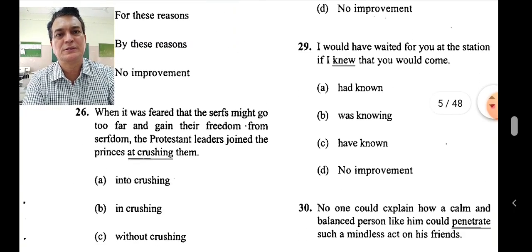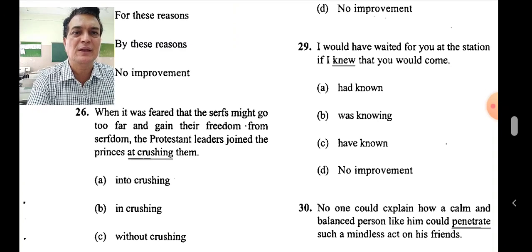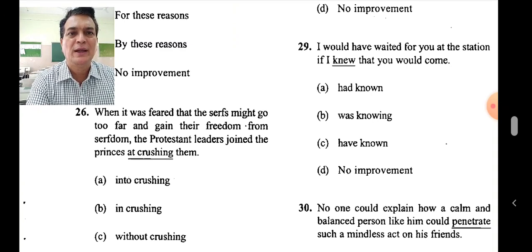Question number 26. When it was feared that the serfs might go too far and gain their freedom from serfdom, the Protestant leaders joined the princes at crushing them, into crushing, in crushing, without crushing, and the last one will be no improvement.